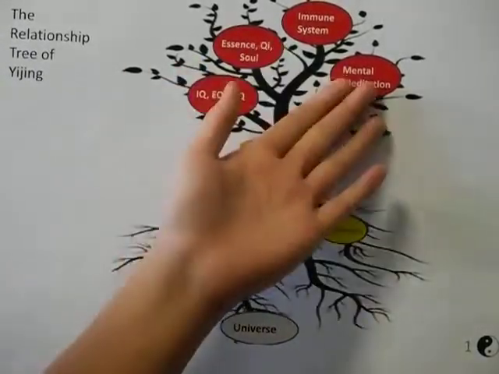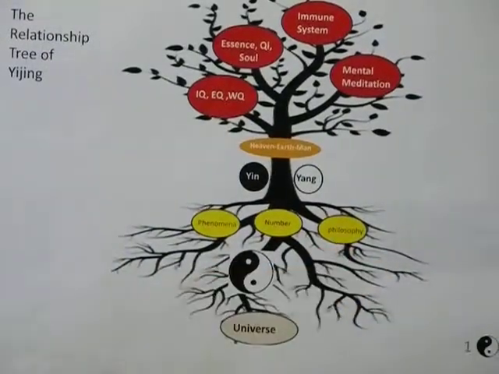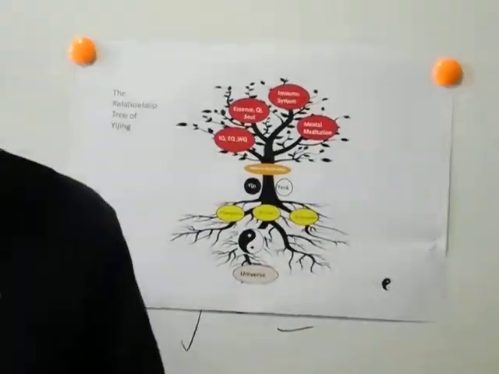And so we have the branches over here, then we have the trunk, and then we have the roots. So these are the key concepts of the Book of Changes.